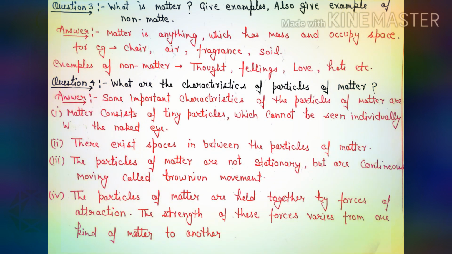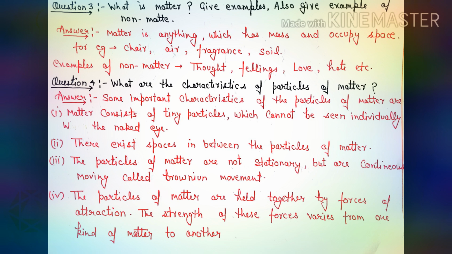Question number 3. What is matter? Give examples. Also give examples of non-matter. So the answer is: matter is anything which has mass and occupies space. For example, chair, air, fragrance, soil, table, etc. Examples of non-matter are thoughts, feelings, love, hate, etc. Because these things do not have mass and do not occupy space.